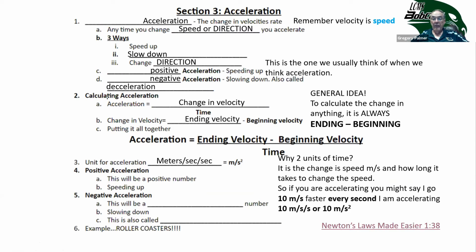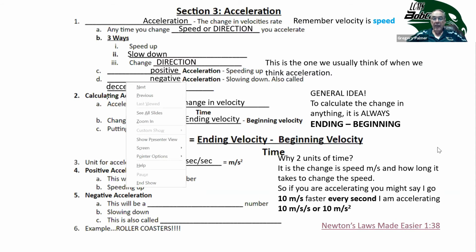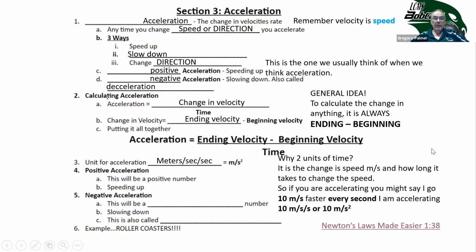So let's say you're accelerating. I might go 10 meters per second faster every second I'm accelerating. So let's say this is the car, going 10 meters per second, and I put my foot down on the gas. After 1 second, the car speeds up 10 more meters per second. And then after another second, it's going to speed up another 10. And after another second, it speeds up another 10. So for every second that I have my foot down on the accelerator, it speeds up 10 meters per second. So we would say it speeds up 10 meters per second every second that we're accelerating. Okay?